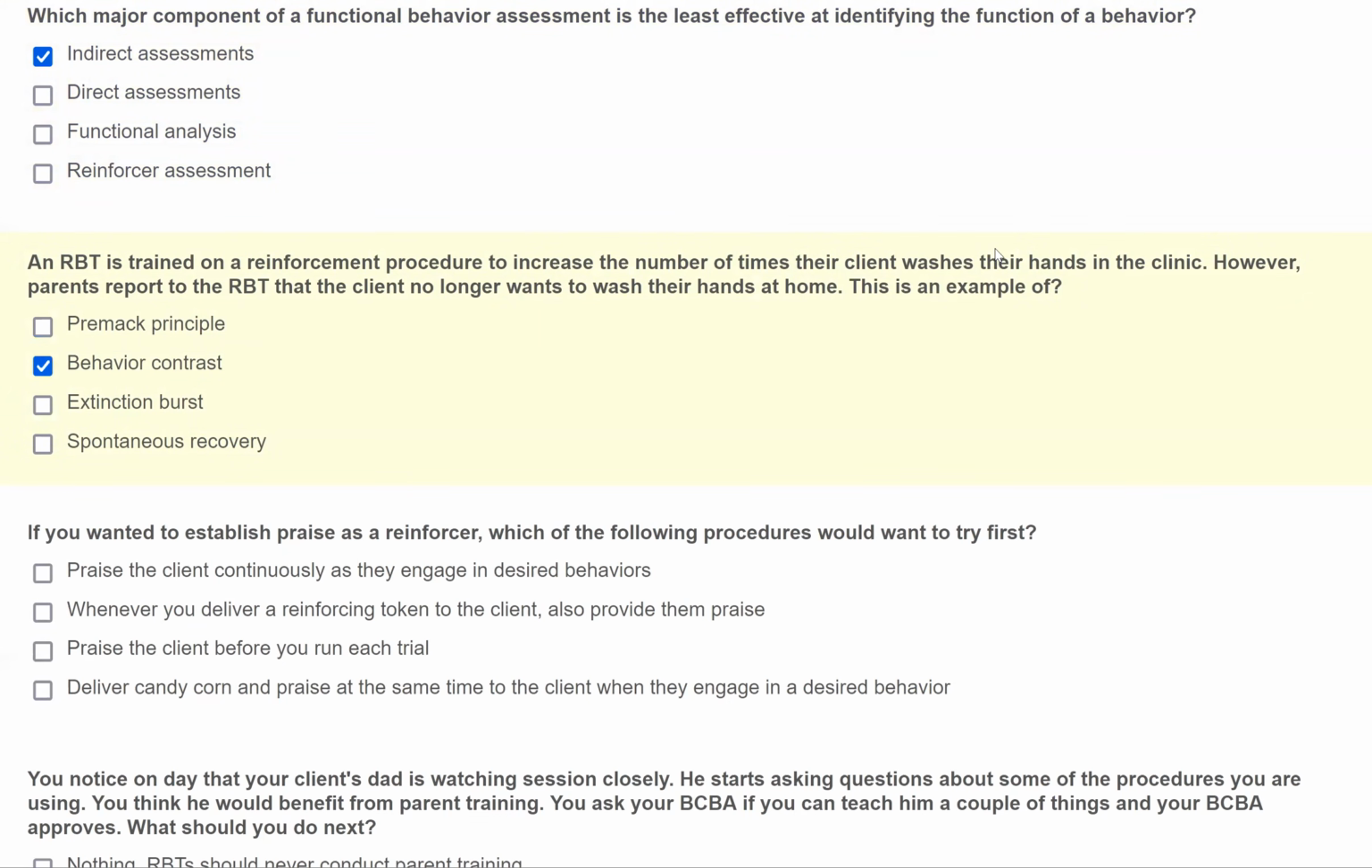The client increases hand washing in the clinic, a reinforcement change. Now at home, they're not getting the same amount of reinforcement. Behavior is going down or staying the same.